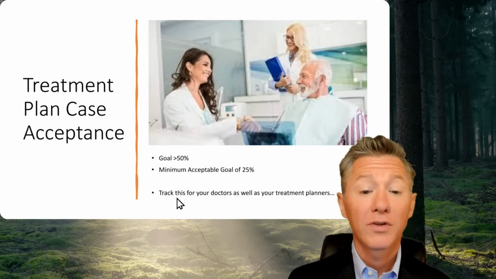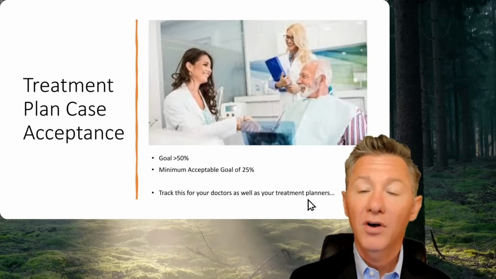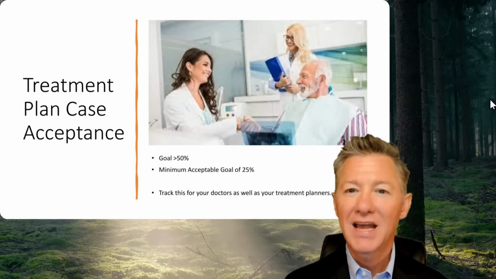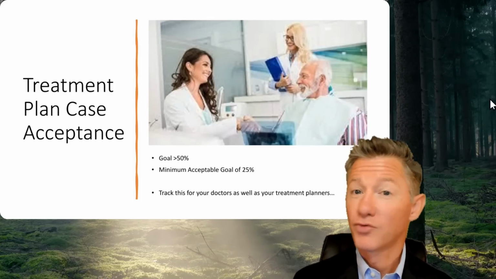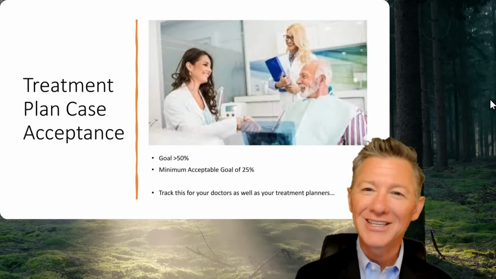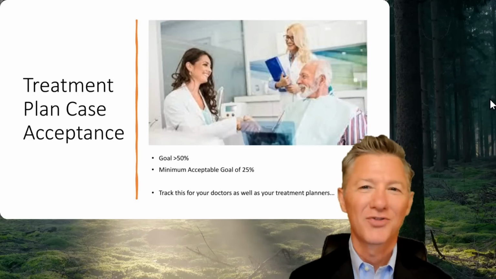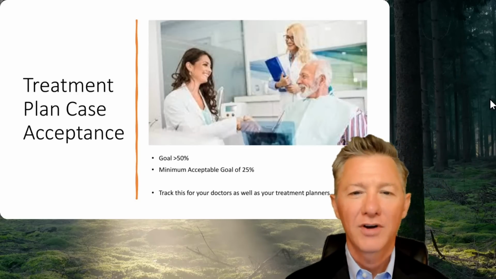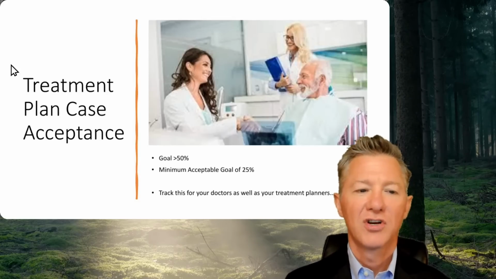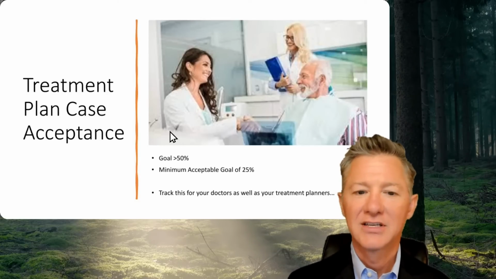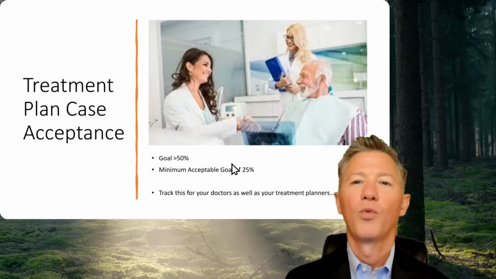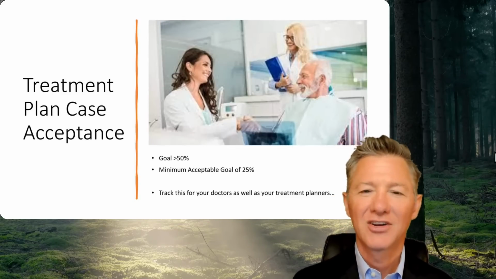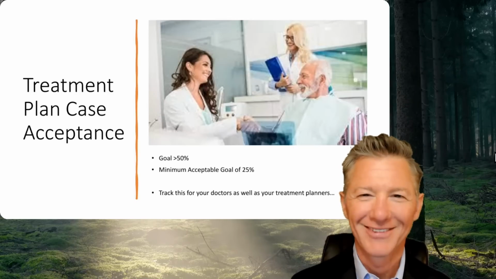Now, I also broke this down not only for my doctors, but also for my treatment planners. And sometimes it's really interesting to see, you may have a doctor that's really good, but a treatment planner that stinks and needs some help. Or vice versa. You may have a doctor that stinks, but a treatment planner that swoops in and saves the day. This is important information for you to have. No matter what your definition of treatment plan case acceptance is, come up with an acceptable goal that works for yours. Maybe 50%, maybe more. Again, depending on your definition, your goal might be a little bit different than this.